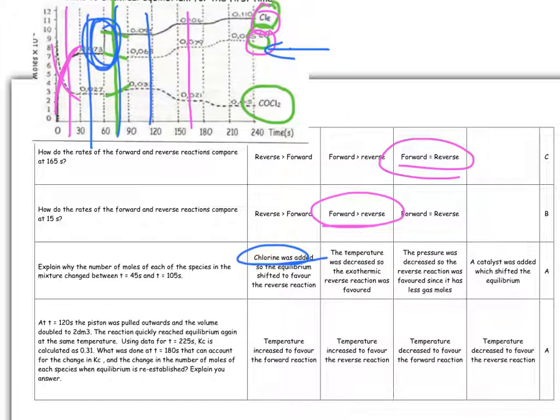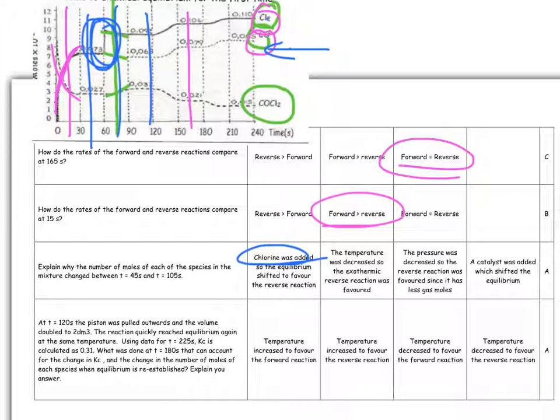What was done at 180 seconds that can account for a change in Kc? Well, it must be a change in temperature. Unfortunately, they've told us that all of them are a change in temperature, so that's inconvenient. And change the number of moles, and you have to somehow explain that answer. So we need to consider whether this was an exothermic or an endothermic reaction.